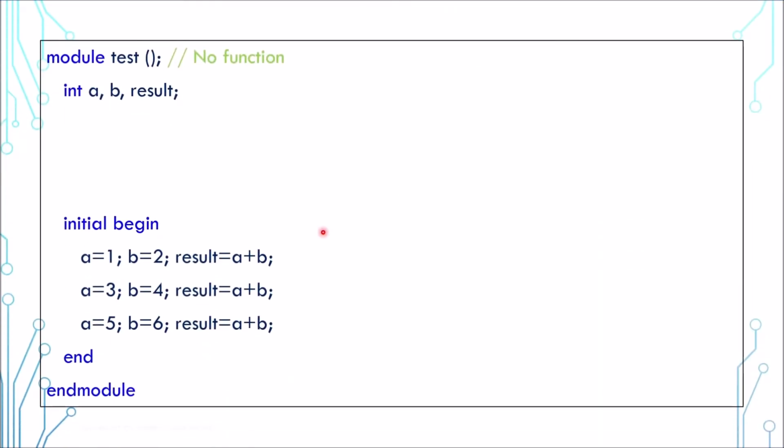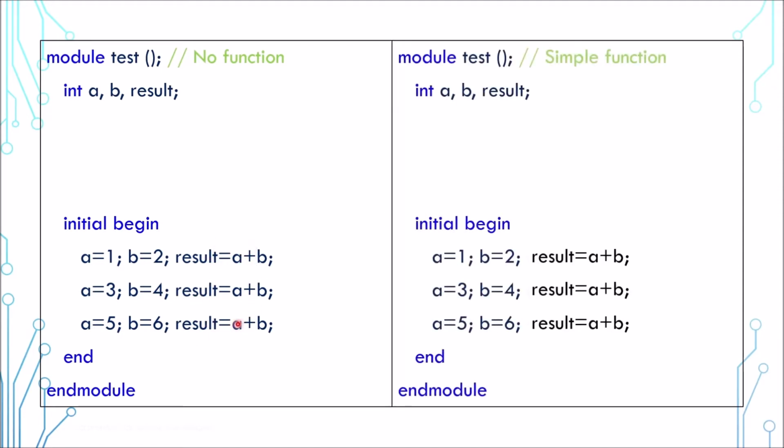As usual, we'll start with something we're familiar with. There are three variables, a, b, and the result. We assign a and b to some values and the result is a plus b. And we do this multiple times. As a general rule of thumb, if you have repeated execution code, you should refactor it by creating a function.